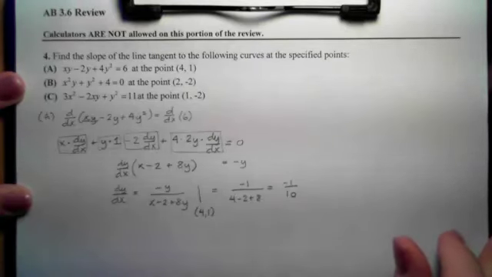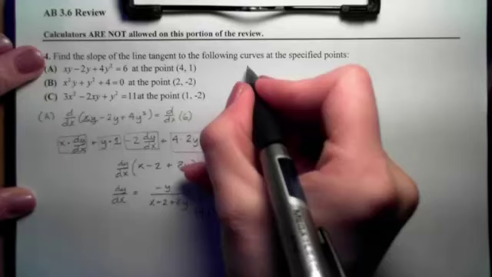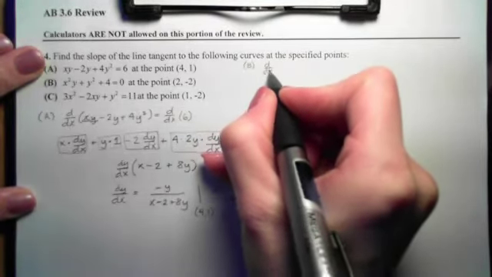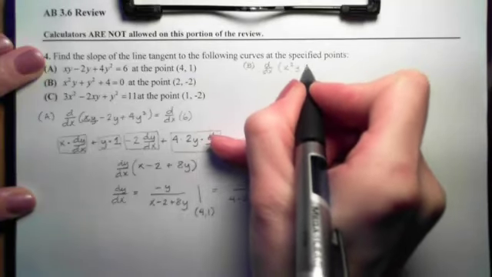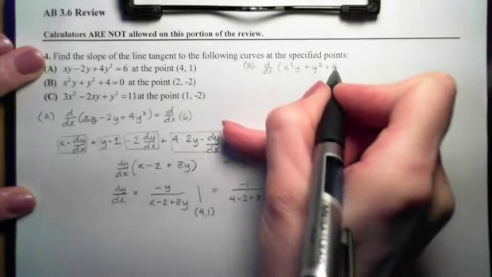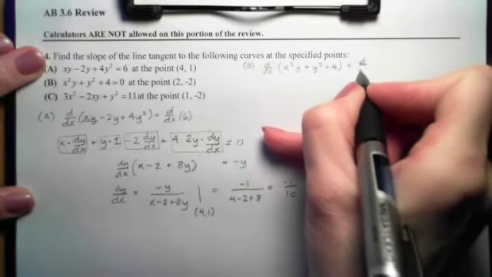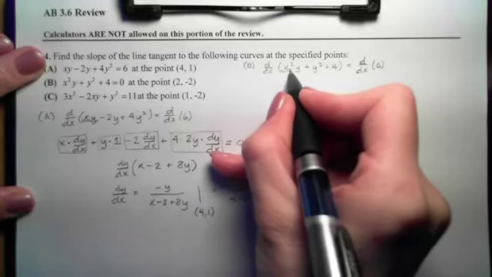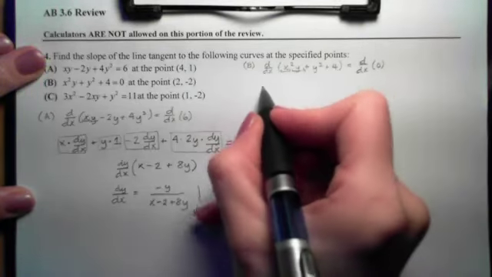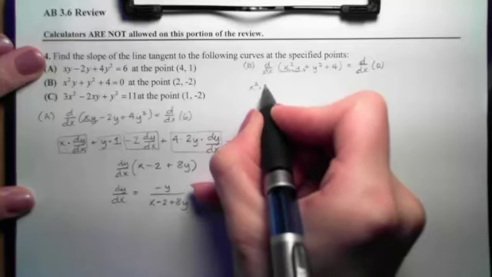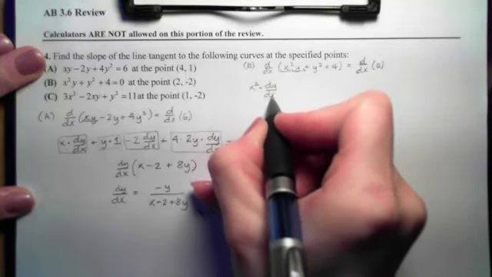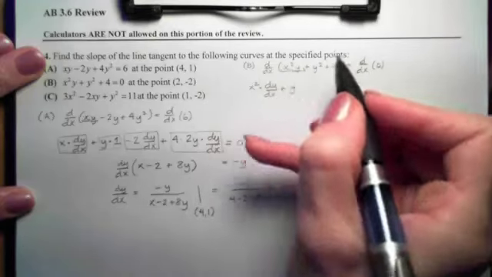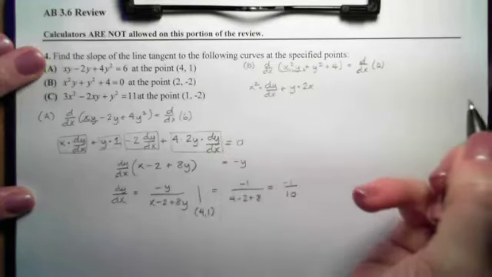Now let's look at B. B, same process. I'm going to differentiate with respect to x both sides. So on the left, notice I again am going to have to apply the product rule. So I'll have the first one times the derivative of that y with respect to x, plus the second one, which is y, times the derivative of x squared with respect to x.